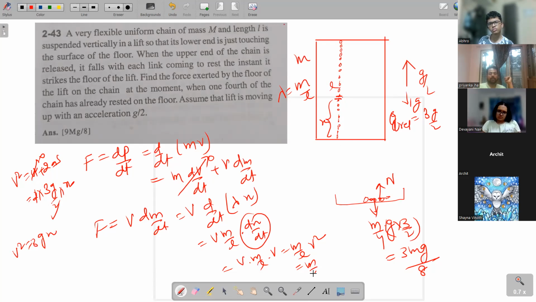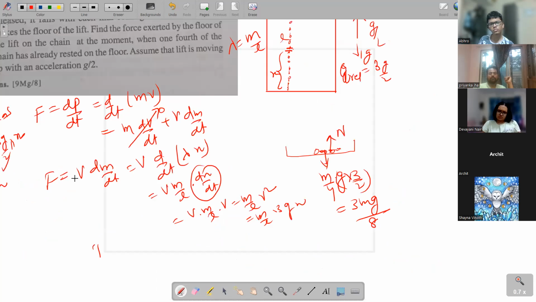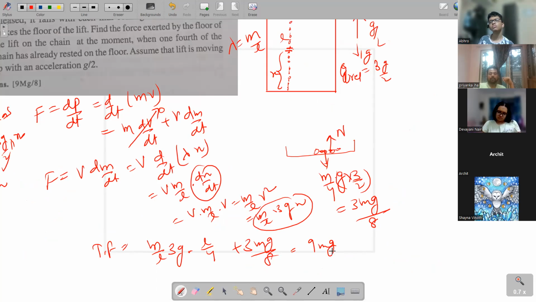So if you put here m by L into 3gx, you can now see that the total force would be this force because of momentum change, m by L into 3g into x, where x is L by 4 in this case, plus this gravity, 3mg by 8. If you add it, you will get 9mg by 8. Understood?